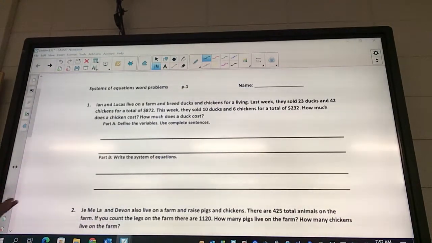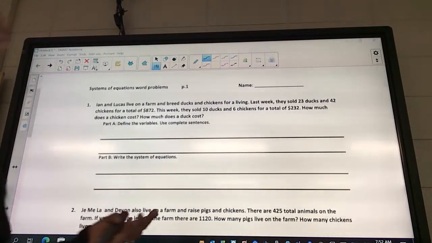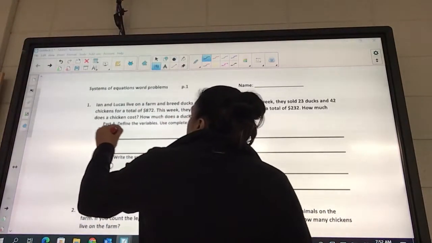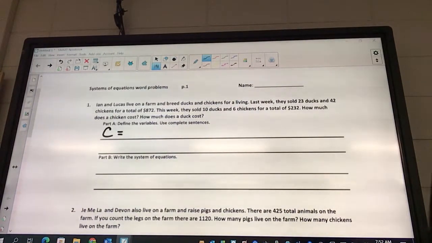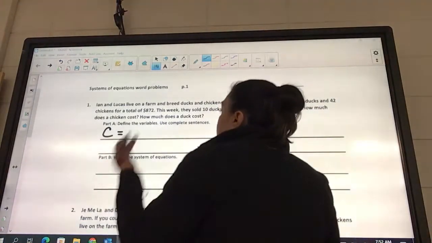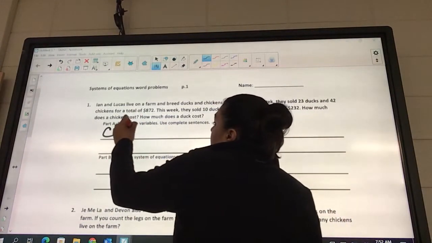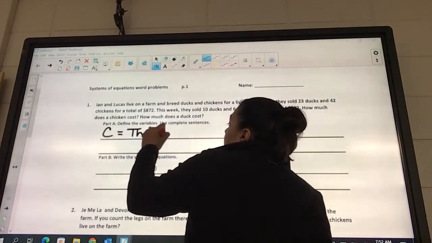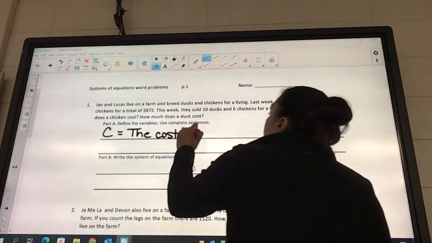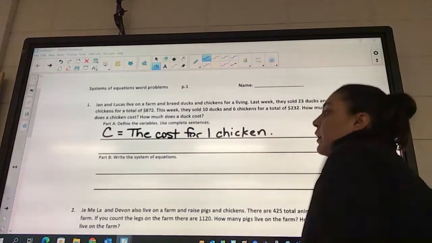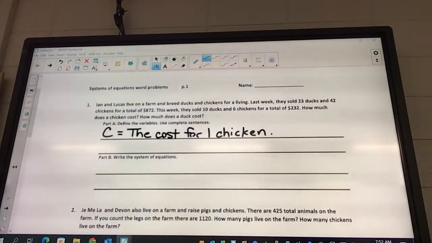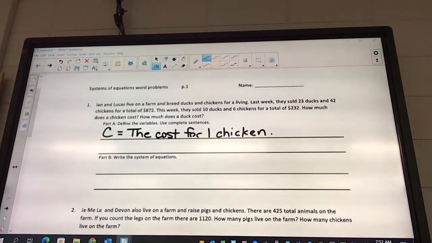But what we are going to do, so part A says define the variables. So we're going to say C equals, I used the C for chickens. But you can't just say C equals chickens because that's not what it is. C is, and there are different words you can use, we're going to talk about that today, but the cost for one chicken. C is not chickens. They're talking about price, so they want you to figure out the cost for one chicken.